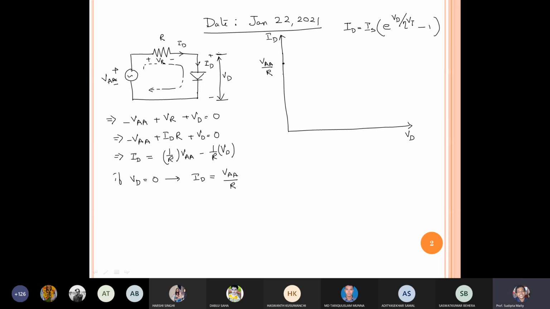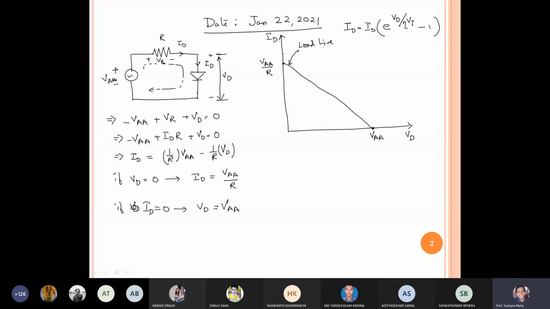Now assume if Id equal to 0, then what will happen? Id equal to 0, then Vd equal to VAA. So when Id is 0, on this axis, suppose this is the point and it is my VAA. So I have to join these two points. It is difficult to draw a straight line. Is it clear? This line is called load line.